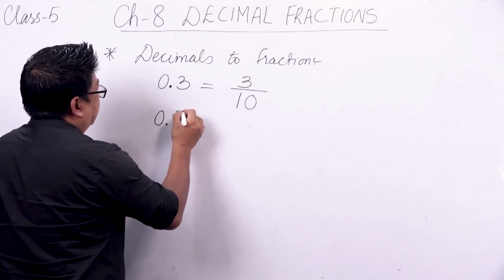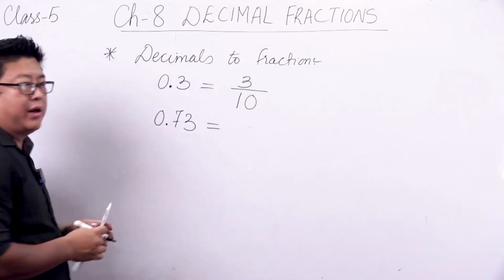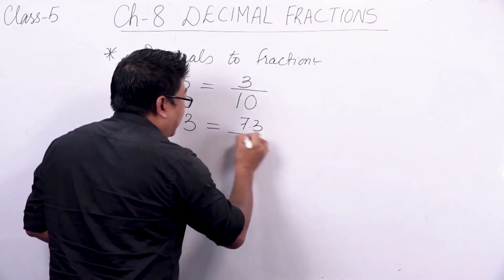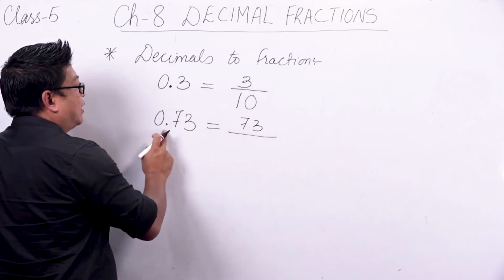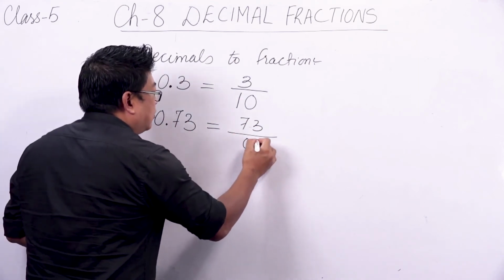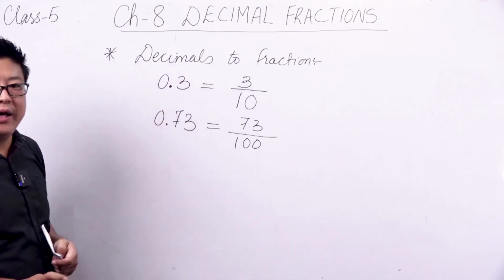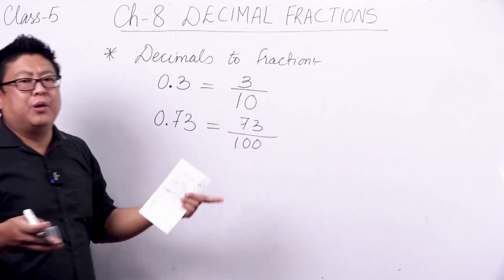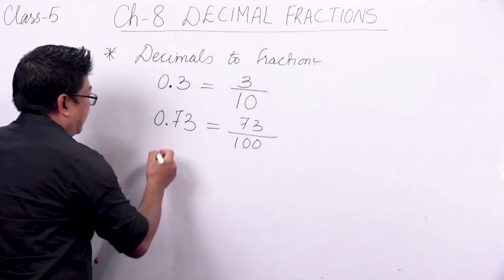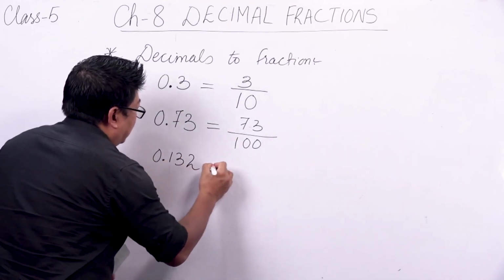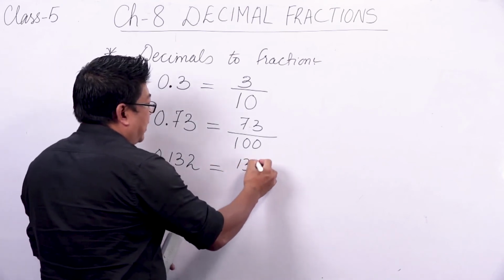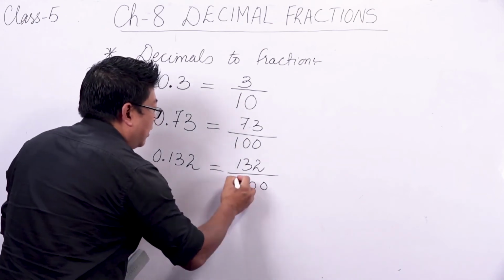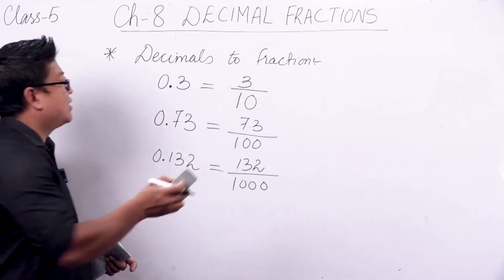Let's take another example. Let's say 0.73. Now, forget about the decimal point for now. This 73 I will write here and divide by, let's count the number of digits after the point. 1, 2. So I will put 2 zeros and 1. This 1 will always come, okay? So this 0.73 is equal to 73 by 100. All right, so this is how you convert decimals to fractions. Let's look at one more example. The first step is to write the number without the point, divide by, count the number of digits, 1, 2, 3. So 3 zeros and 1. All right, children, so this is how you convert decimals to fractions.